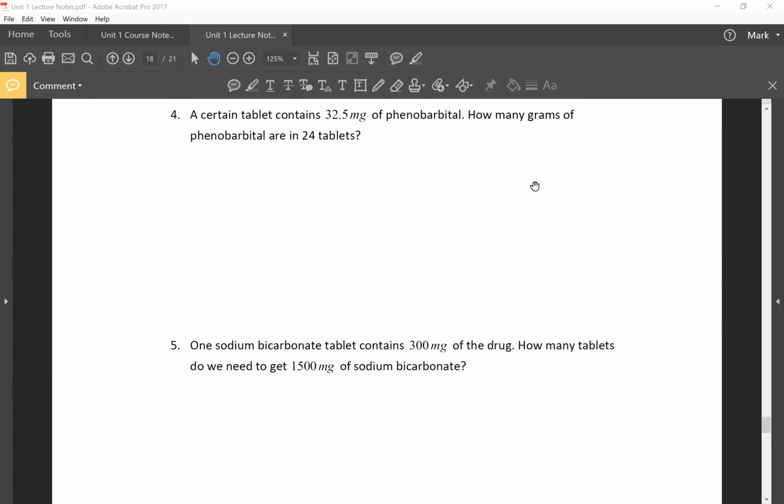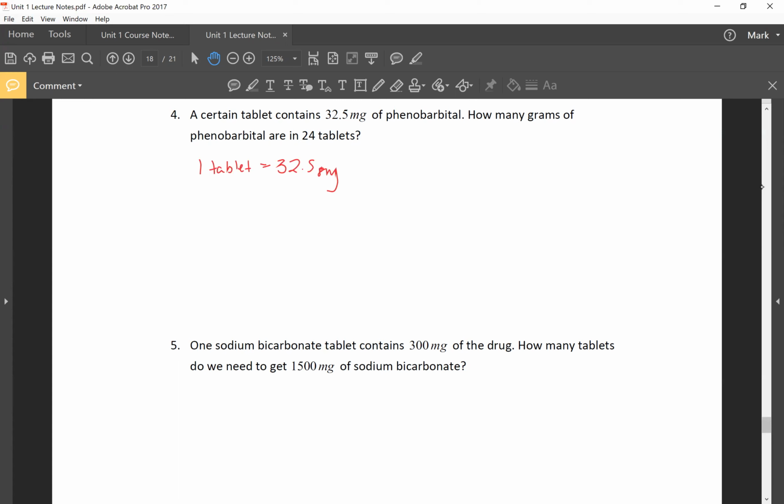So very quickly, in number 4, a certain tablet, a mystery tablet, contains 32.5 milligrams of phenobarbital. Don't know what that is, but I know barbital is what they use at the salons to disinfect the equipment. So 1 tablet is 32.5 milligrams. Sorry. There's a fly torturing me here. Go away. How many grams of phenobarbital are in 24 tablets?